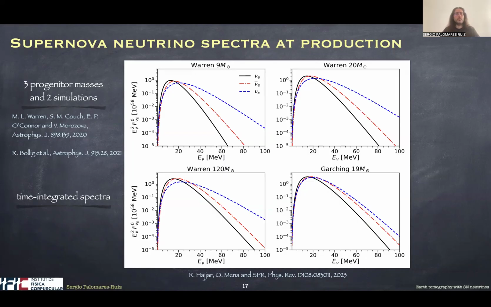So we use 3 progenitor masses and 2 simulations. Here are the results for the different neutrino spectra, nu_e, anti-nu_e, and nu_X, which represents nu_mu and nu_tau, which are expected to have very similar fluxes. So you see that there are different fluxes for these models, and I will show you results for these and comment on those.